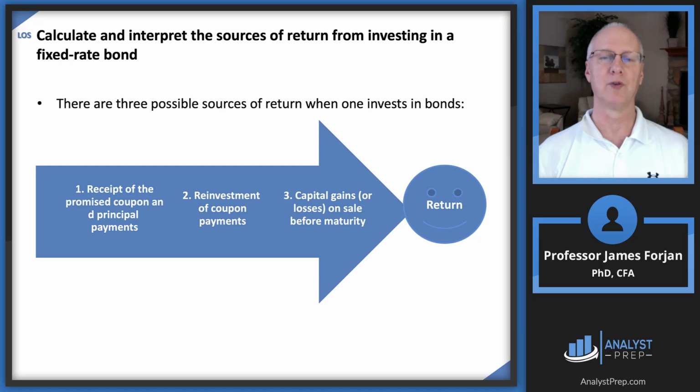So there are three possible sources of returns. There's the receipt of the promised coupon and the principal payment. On top of that, we're going to reinvest those coupon payments, and the future value of those reinvested coupons depends on the reinvestment rate. I have a good example to show you in the next slide. Then, if we hold the bond until it matures, we'll get the $1,000 principal payment. But if we sell it early, we'll have either a capital gain or a capital loss. And that sums to the total return on a fixed rate bond.